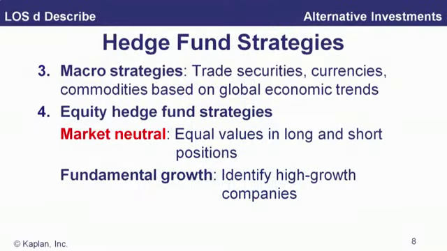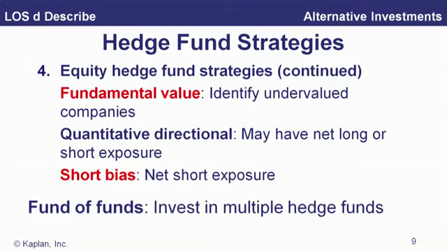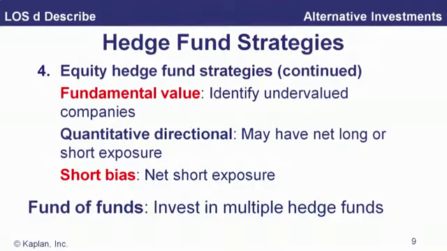The fundamental growth strategy, just identifying high growth companies and hopefully not paying for even higher growth. More on the equity hedge fund strategies, fundamental value, identify undervalued companies, quantitative directional. Well, in this case, may have a net long or net short exposure. You'll have other funds, we talked about market neutral, that try and balance the short and long exposure. This other class, short bias, yes, they're long some, they're short some, but they usually have a net short exposure to the market overall.